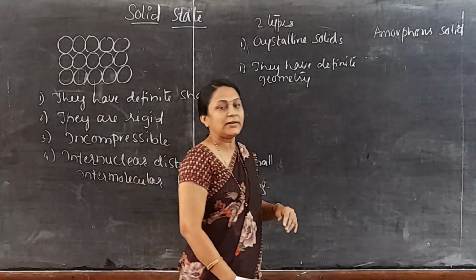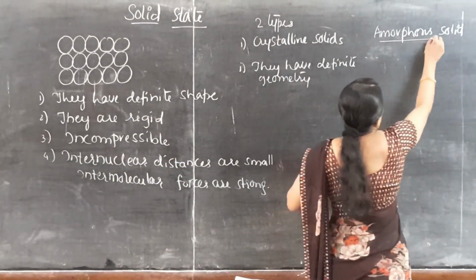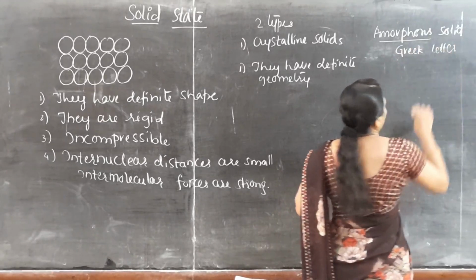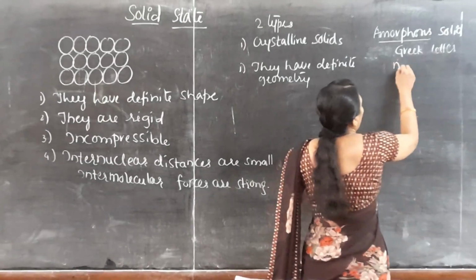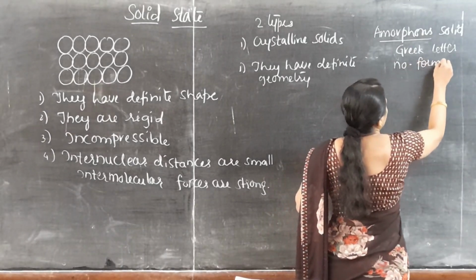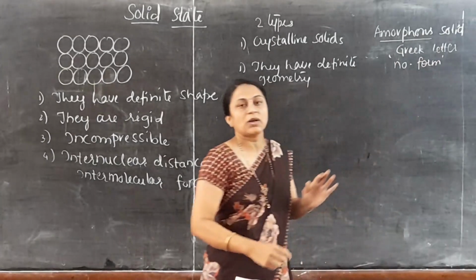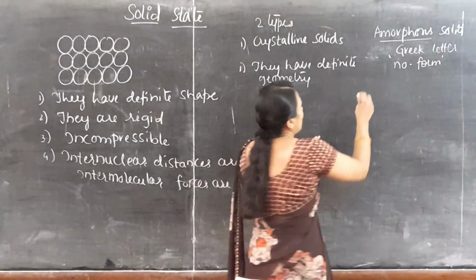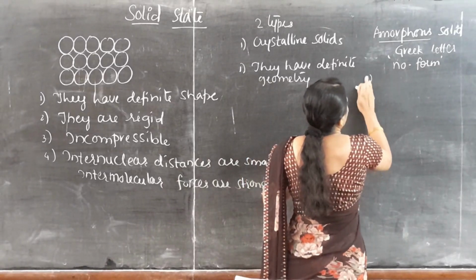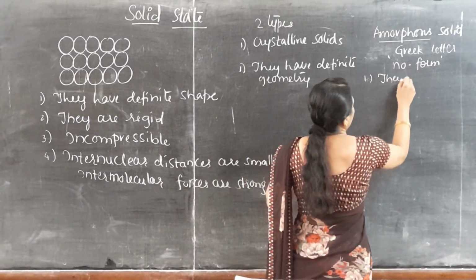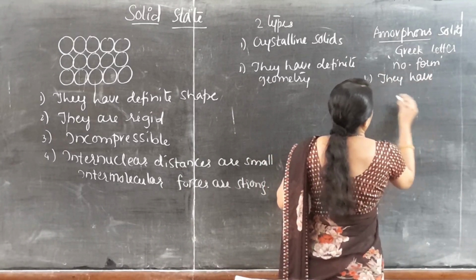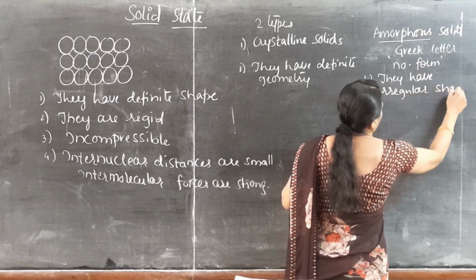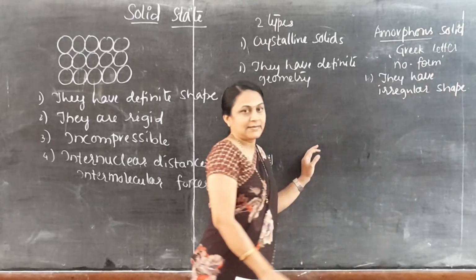Whereas amorphous solids, this word amorphous is derived from a Greek word, meaning no form. That means the constituent particles are not regularly arranged. So they do not have a regular geometry. That means they have irregular shape or irregular geometry, we can say.